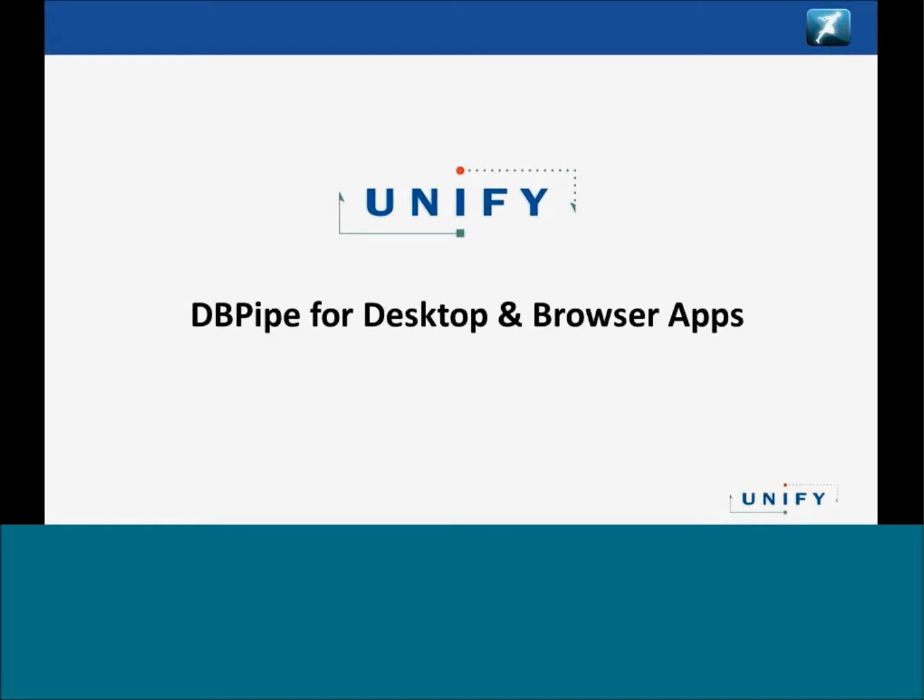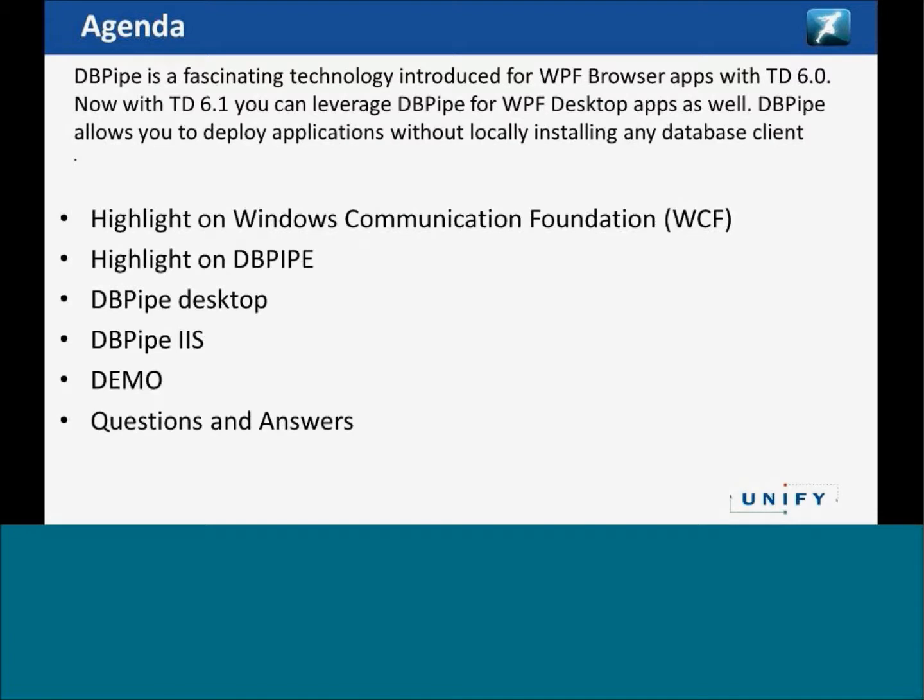So today we're going to talk about DBPipe for desktop and browser applications. DBPipe was already introduced as a name called Add Proxy with the version 6.0. People started to use slowly this feature of Team Developer, and they quickly realized that actually it was quite complicated. The reason for that is because the DBPipe at the time was hosted only on IIS, and for a lot of people, most of the people are developers, users, they had some kind of problem with IIS.